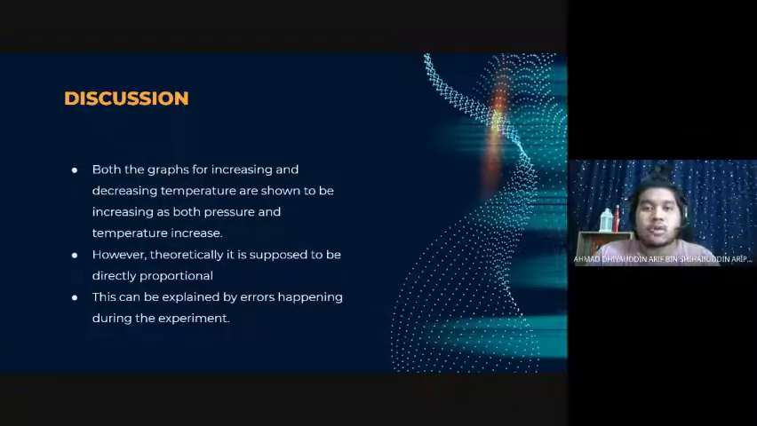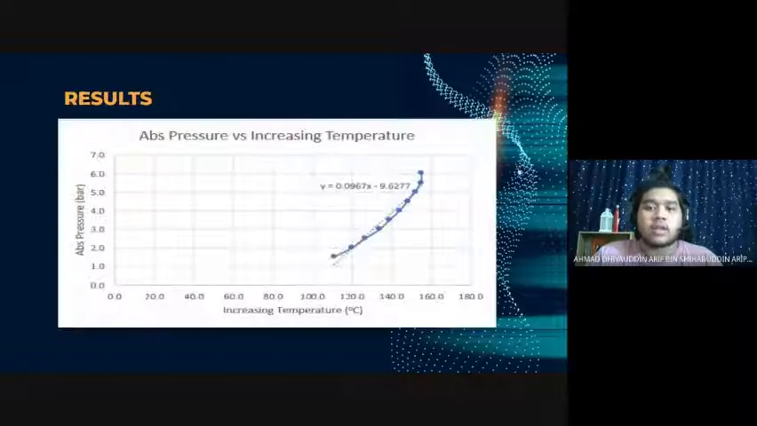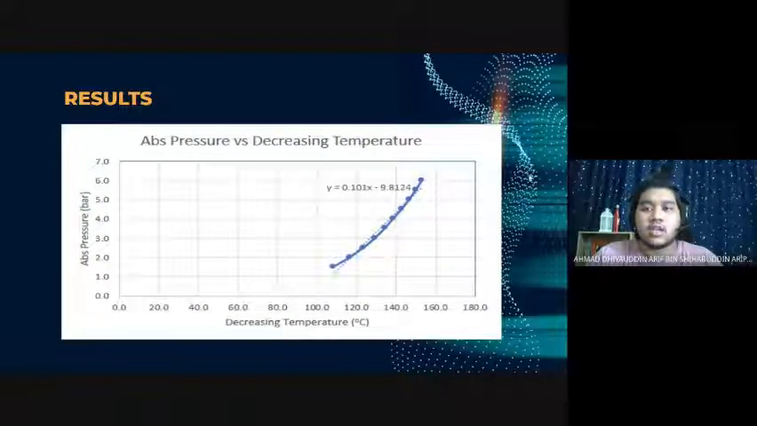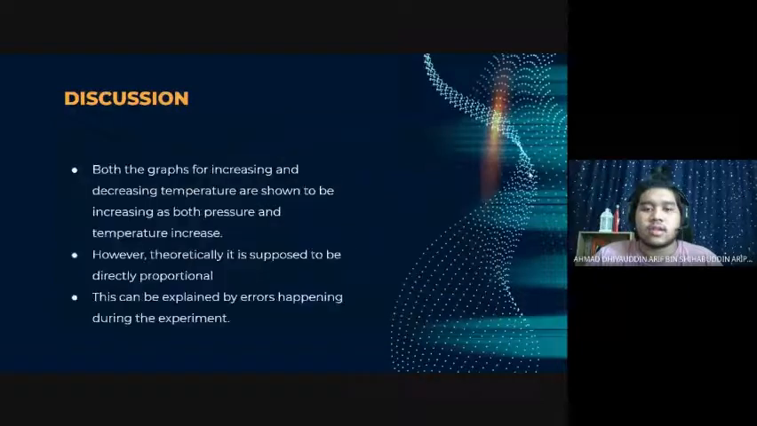Both the graphs for increasing and decreasing temperature are shown to be increasing as both pressure and temperature increase. However, theoretically, it is supposed to be directly proportional, but the graph we have seen earlier showed it is not exactly directly proportional. This can be explained by errors happening during the experiment.